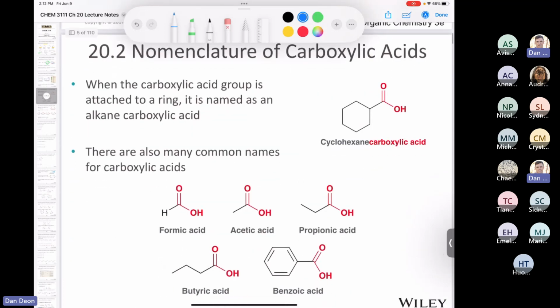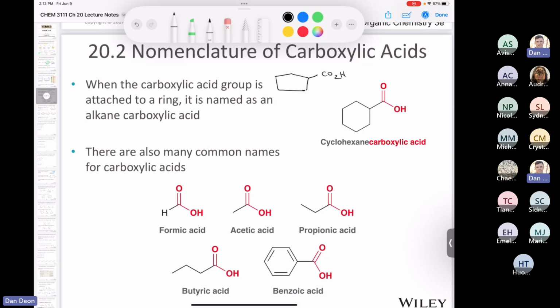Now, if you have your carboxylic acid group attached to a ring, what you do is you use the suffix carboxylic acid, and then you just name the ring. So you'd say cyclohexane carboxylic acid, right? If you had this molecule here, let's say you drew a cyclopentane, and then you put a carboxylic acid, and you should know that the condensed form is CO2H. You would call this cyclopentane carboxylic acid, right? Cyclobutane carboxylic acid, et cetera, et cetera.